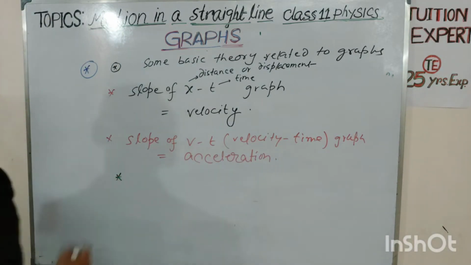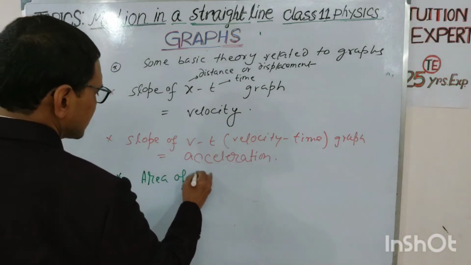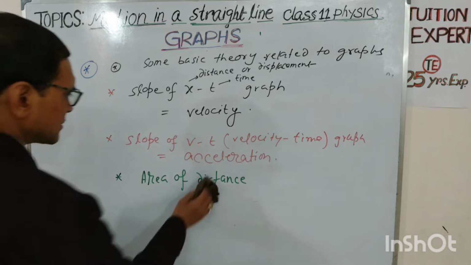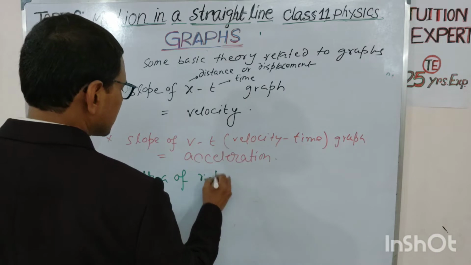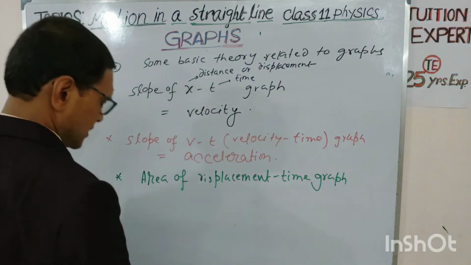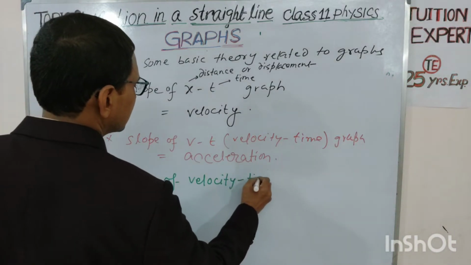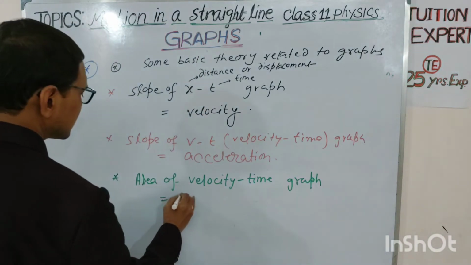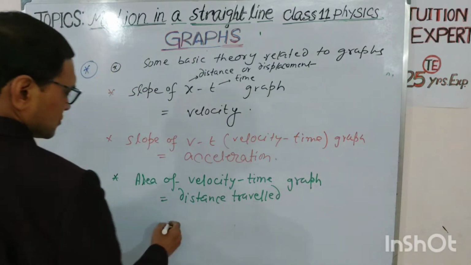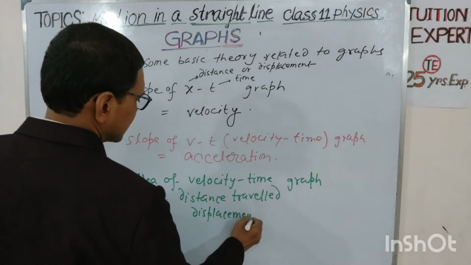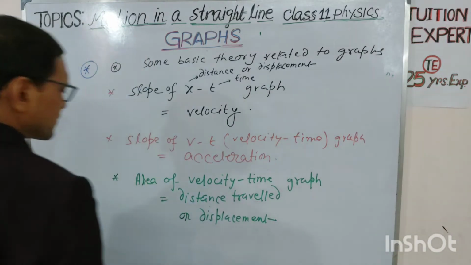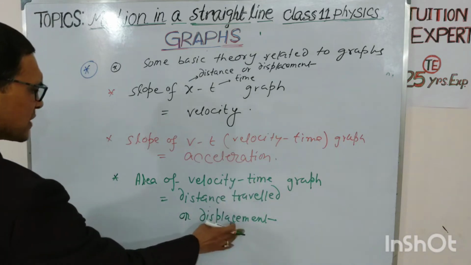Next theory: the area of the distance, the area of the displacement time graph represents distance travelled, or sometimes displacement travelled. From the velocity time graph, we can measure distance travelled or displacement.